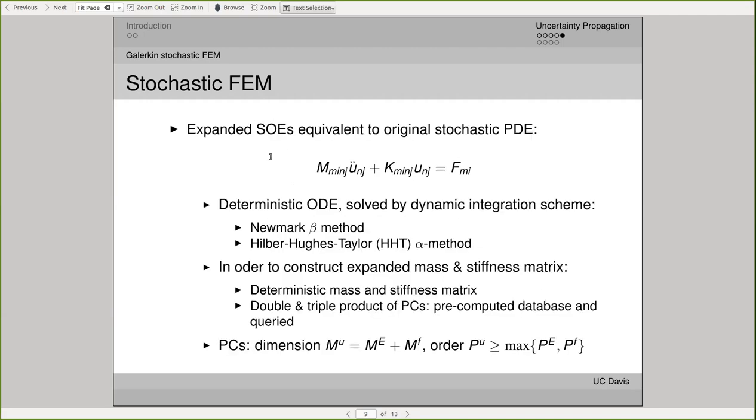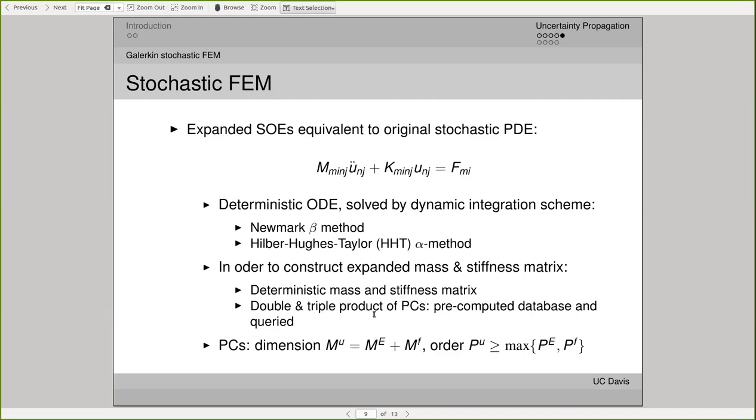Then we can get this expanded system of equations that is equivalent to the original stochastic partial differential equation. We need to do a final additional discretization in the time domain. Because this is a stochastic ODE, we can discretize in the time domain, and then it can be solved by any dynamic integration scheme. For example, you can use the Newmark beta method or the Hilber-Hughes-Taylor alpha method to get the response at each time step.